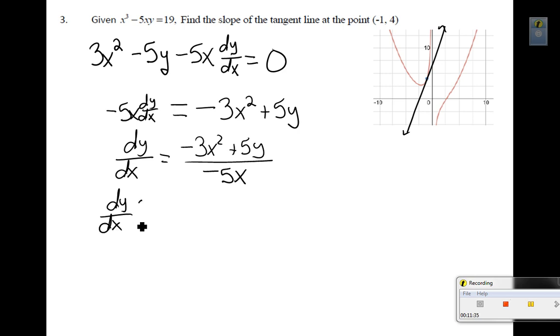Now let me figure out the slope at the point negative 1, 4. If I plug in a negative 1 wherever I see an x, and a 4 wherever I see a y, I'm going to get negative 3 plus 20 all over 5, which makes the slope of this line right here 17/5. So the tricky part there was a product rule. Don't worry, on number 4 I also have a product rule.